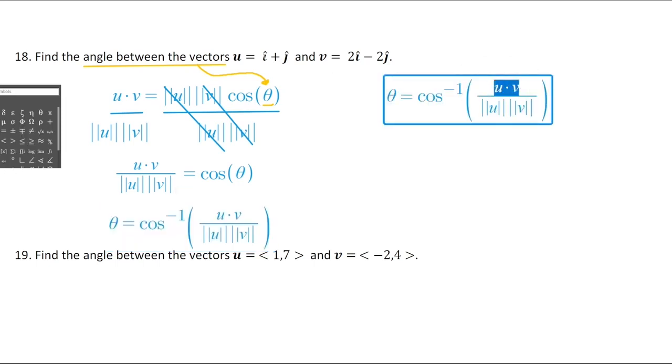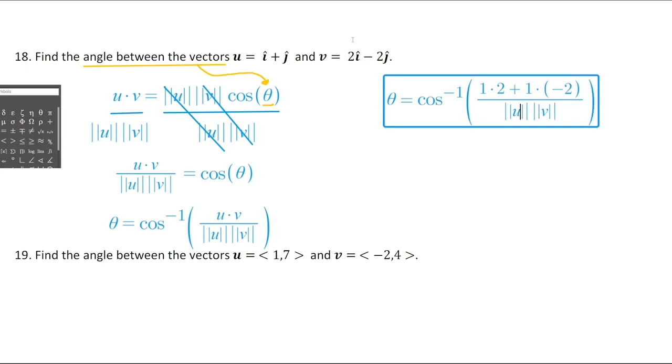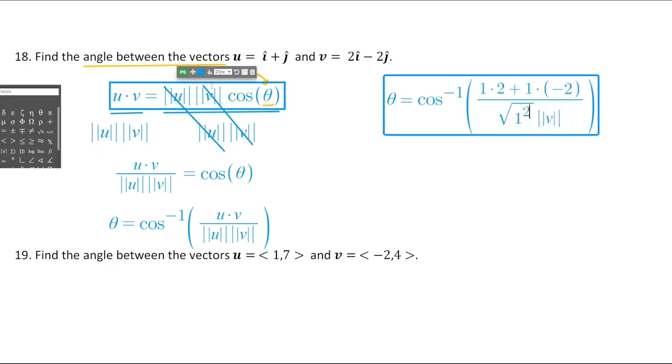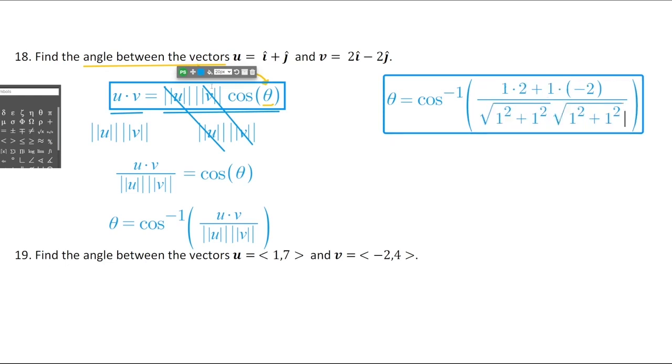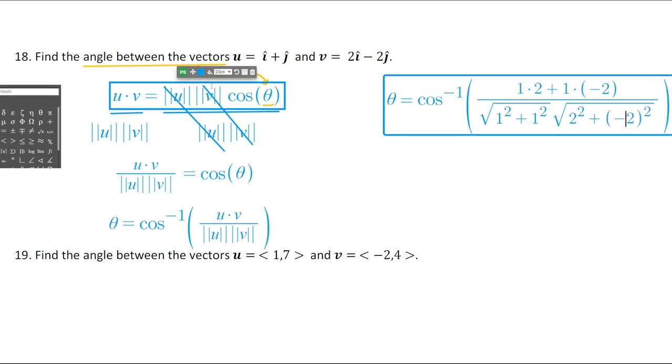So the dot product here is going to be 1 times 2 plus 1 times negative 2. The magnitude of u is going to be the square root of 1 squared plus 1 squared, times the square root of 2 squared plus 2 squared. Or I guess technically negative 2 squared, but that shouldn't matter.